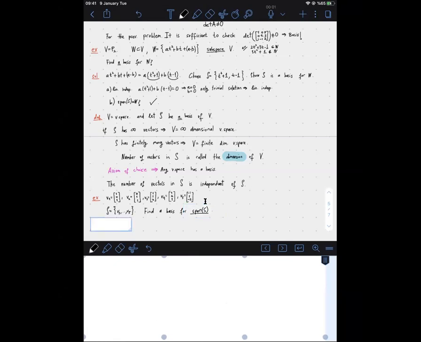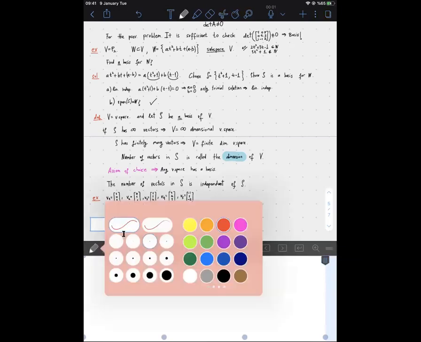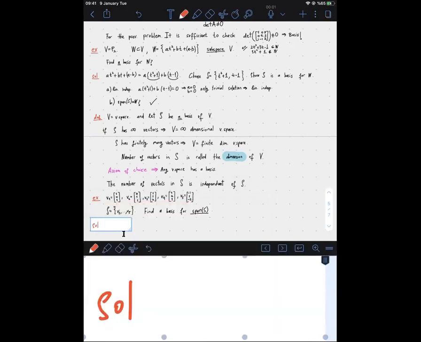Okay, so, oh, was the question this? The question was not this. Find the basis for span of S. Okay, let's answer this question. Solution.